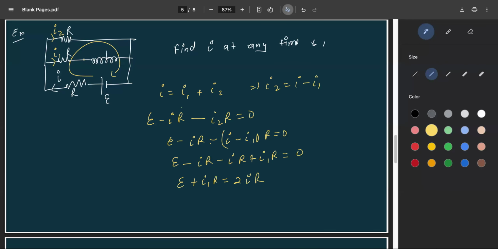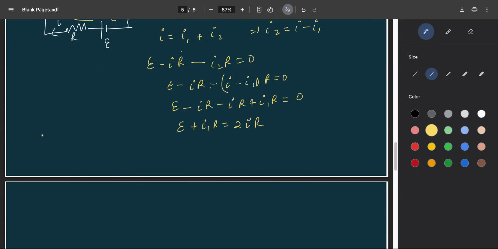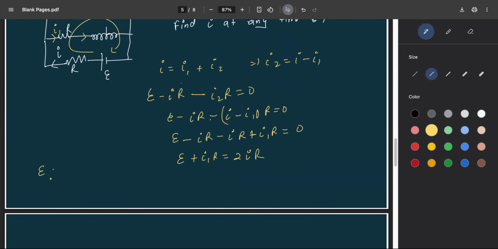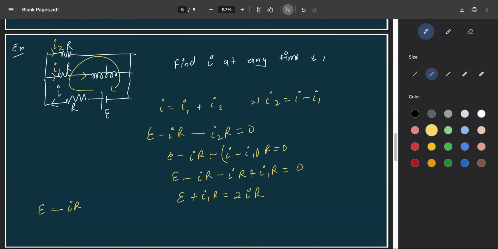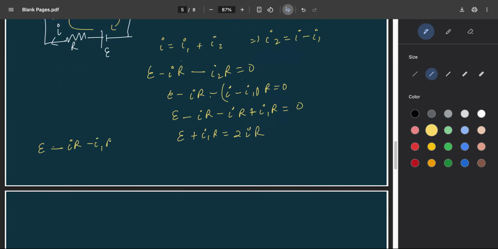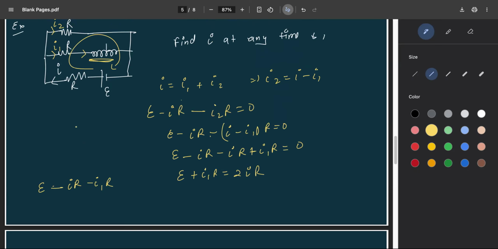So let's talk about another equation. E minus IR minus I1R. What about this? We know the potential across it, so directly write it as L dI by dt. This goes here. Wait, now, is this clear so far?